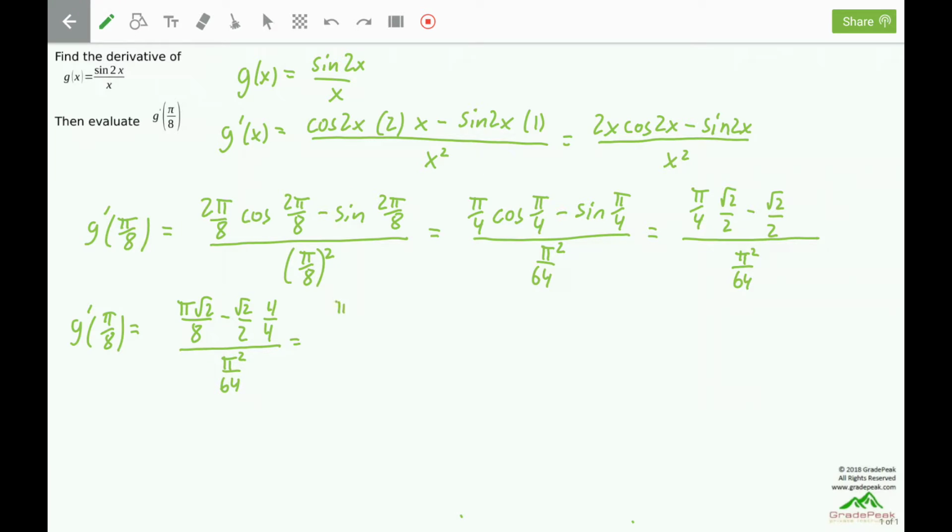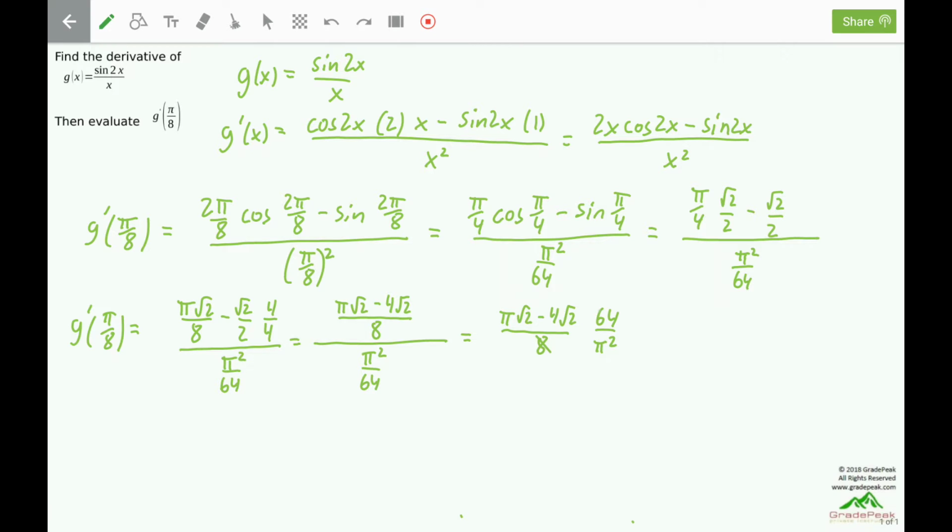So back in the numerator, I will have pi root 2 minus root 2 times 4, which is 4 root 2, and then they're over a common denominator at this point of 8, and the entire thing over pi squared over 64. We can now reciprocate the denominator fraction and multiply with the numerator fraction, so we have pi root 2 minus 4 root 2 over 8 times the reciprocal, which is 64 over pi squared.